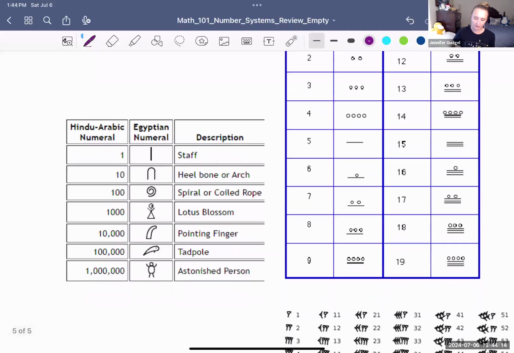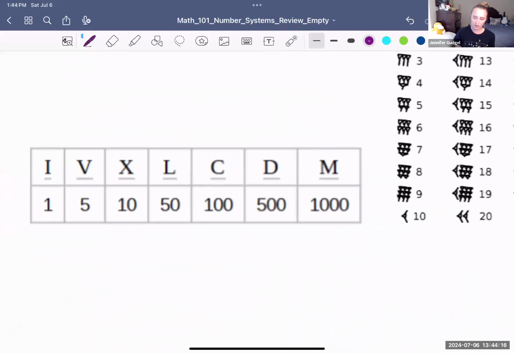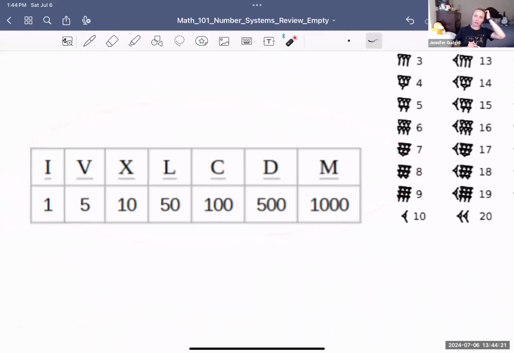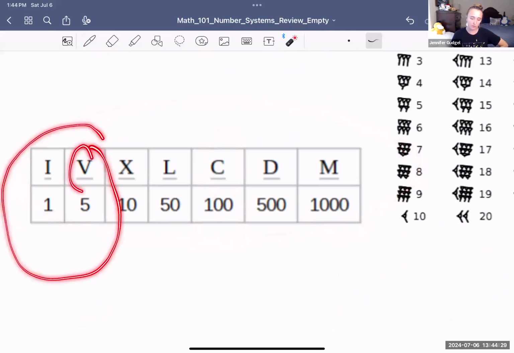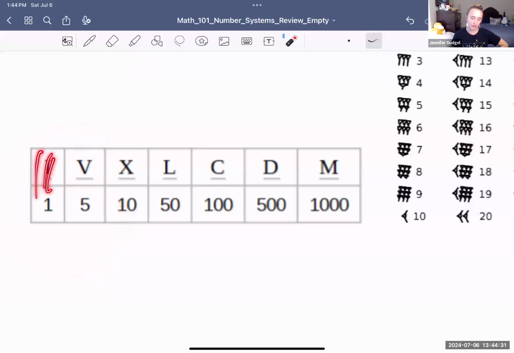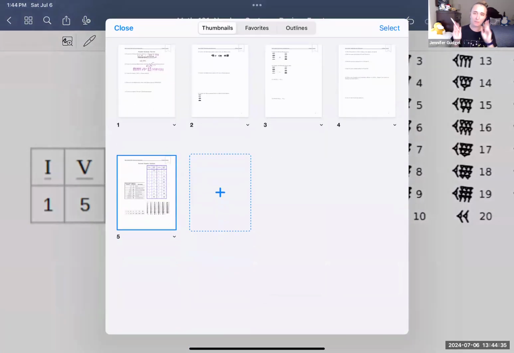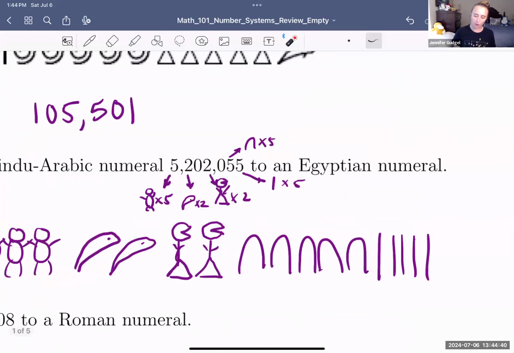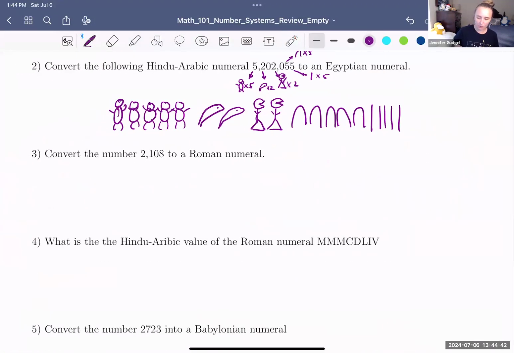Remember, I did give the very basic symbols of what they are. 2,108. We're going to have 2,000s, 1 of the hundreds, and then we're going to have to make 8, which is going to be V with 3 of the I's following it. So none of the minus situation here. There were no 4s or 9s. Those are when we kind of start to look at those minus 1 situations.